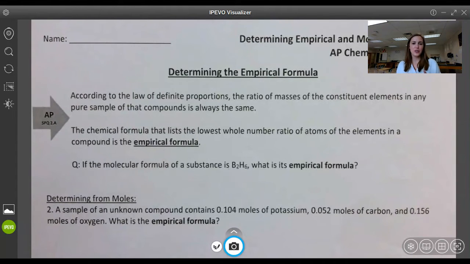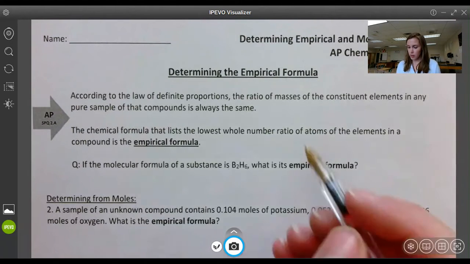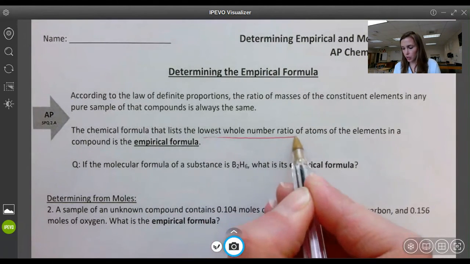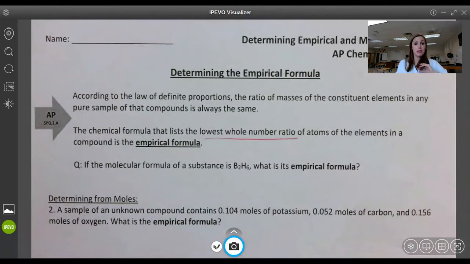Hello, we are going to spend this video determining the empirical formula if we're given moles, masses, or percent compositions. So we know that compounds have a fixed ratio of elements within that compound. So this follows the law of definite proportions. So we can use data to figure out the empirical formula of various compounds. The empirical formula is the lowest whole number ratio of atoms of the elements within the compound.